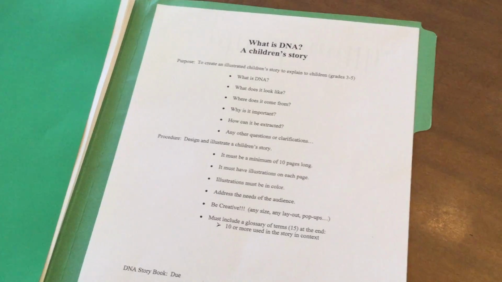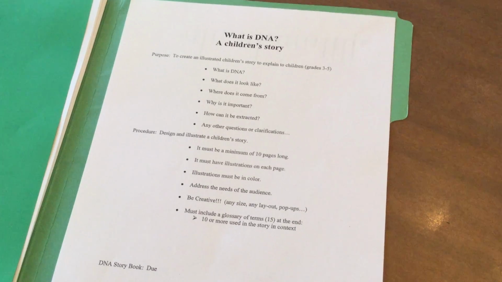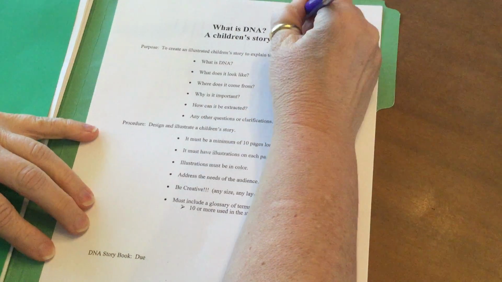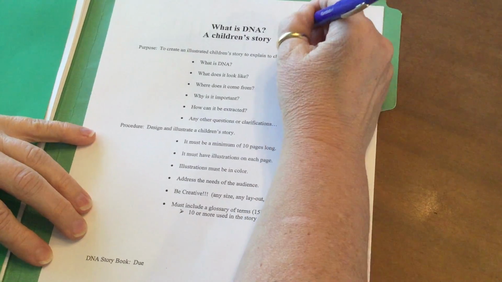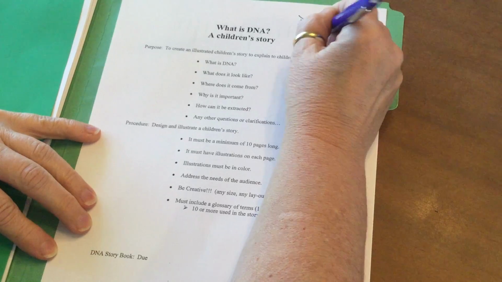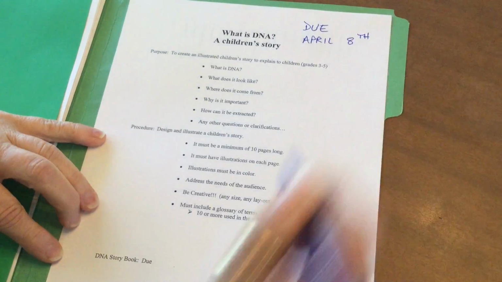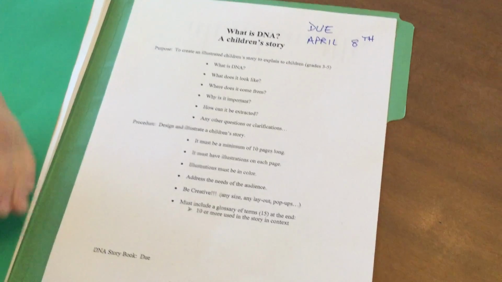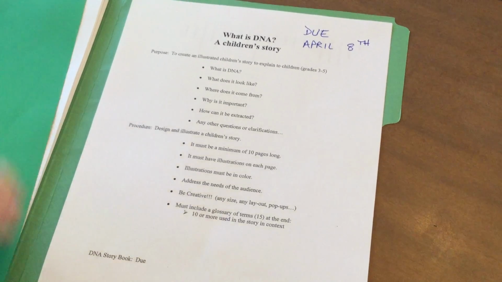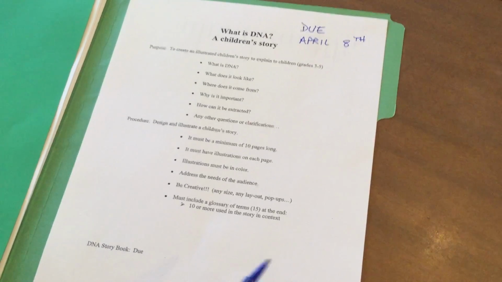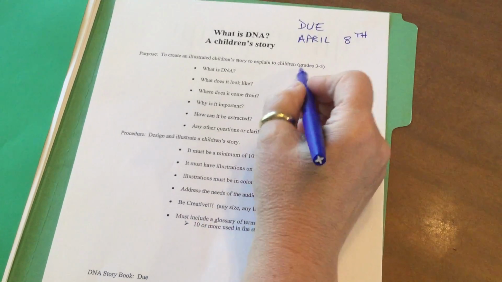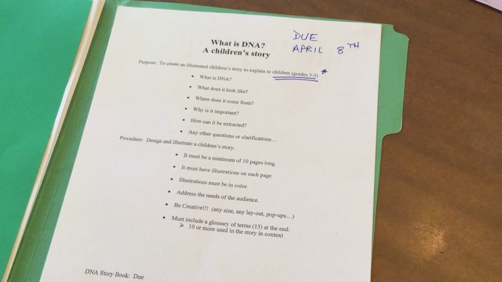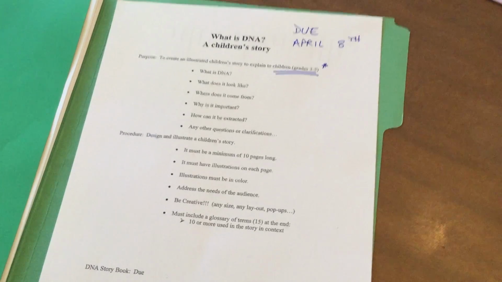Just behind all of these half sheets of pink paper is a guide for making a children's story. This is going to be due for everyone on April 8th. This is what you will do from now until April 8th. You are going to be working through a children's story. So it is going to be geared at children who are in grades 3 to 5. So it's that like 7, 8, 9, 10-year-old kind of aged kids.